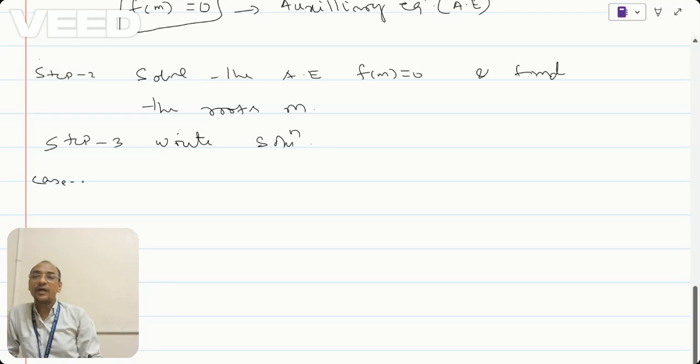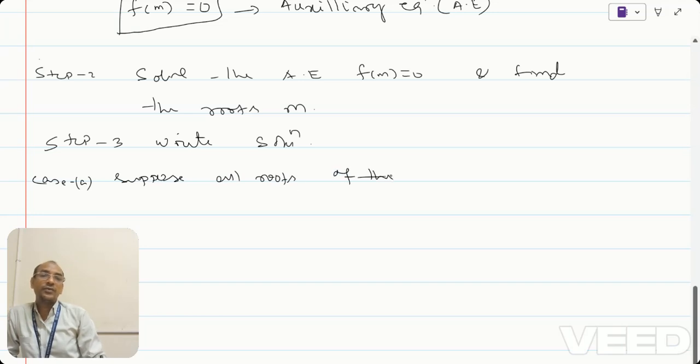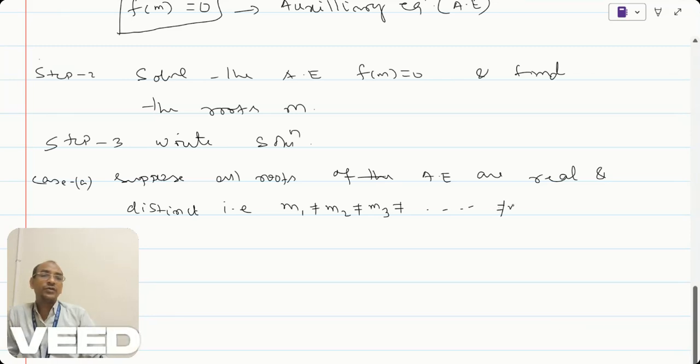Case A: suppose all the roots of the auxiliary equation are real and distinct. That is, say I have n roots and all are real and they are not repeated. All are different roots. Since I am considering an nth degree equation, I will have n roots, and suppose all roots are real and different. Then how can I write the general solution?